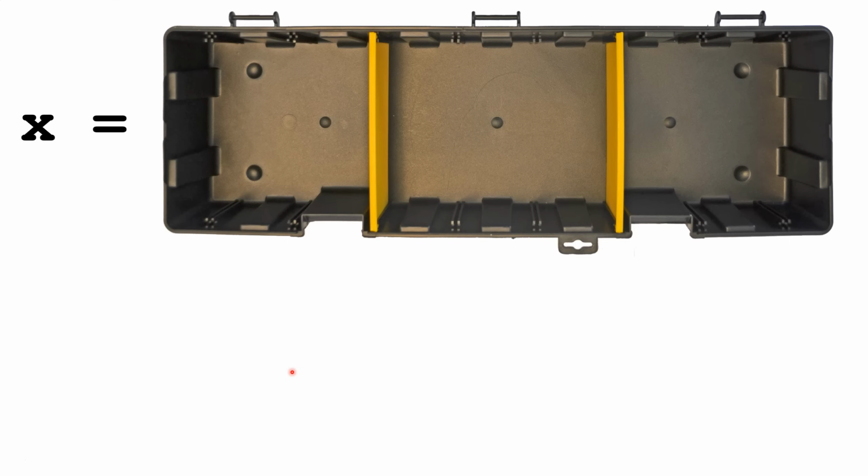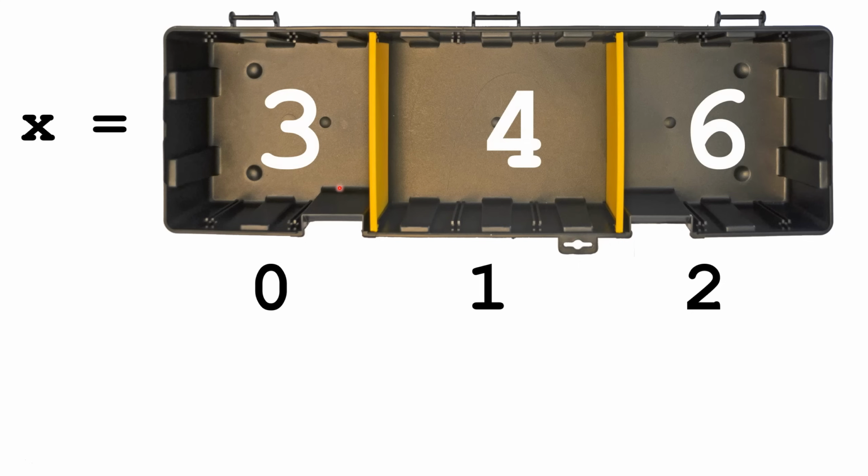Now we introduce arrays, which are like one container with separate compartments. This would be considered an array of size 3 because it's got 1, 2, 3 compartments. We identify each compartment with its index number. So this would be index 0, this would be index 1, this would be index 2. And each of these compartments can hold a different value.